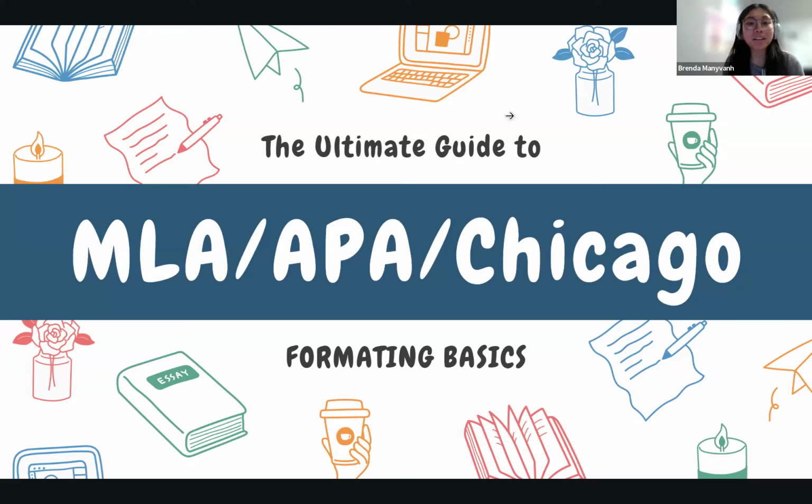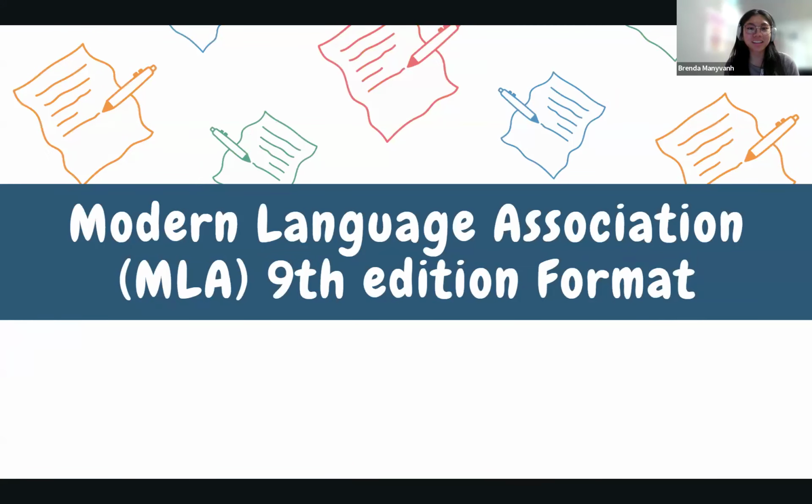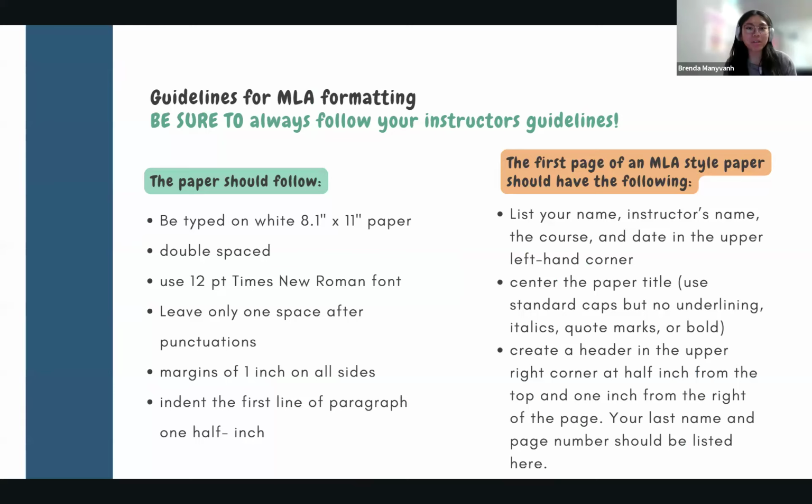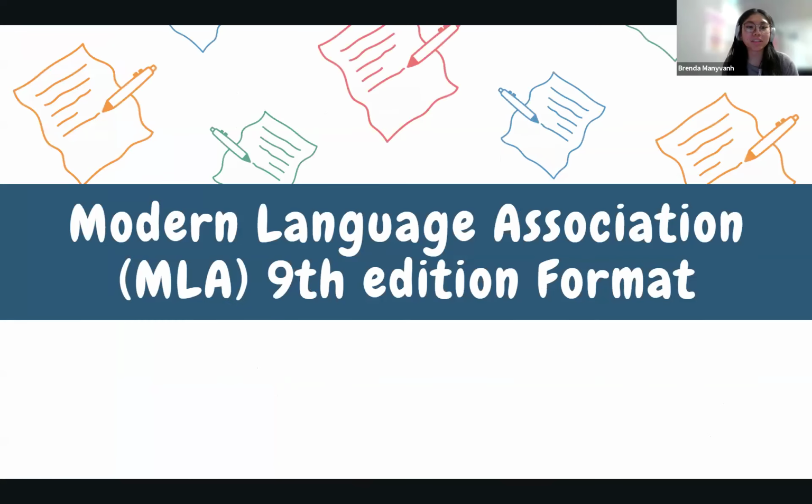Okay, so we're going to be going over just the formatting basics of MLA, APA, and Chicago. You might already be familiar with these, so hopefully you can always use this slide as a resource in the future. All right, next slide, please. So the first one we're going to be going over is the Modern Language Association, also known as MLA, 9th edition format.